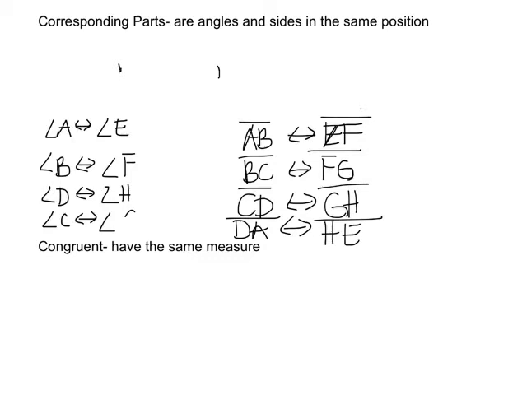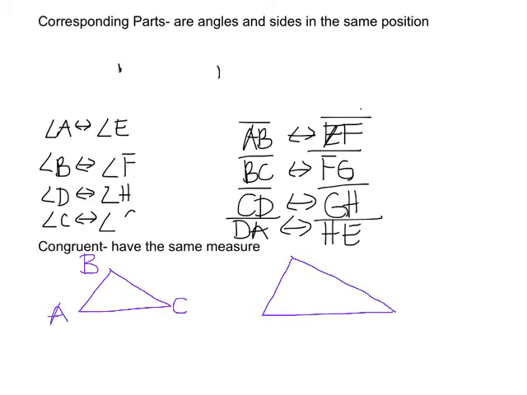So when I have two figures, and I'm going to just draw two triangles. So we'll call this triangle ABC, and we'll call this triangle XYZ. So when I have congruent angles, angle A and angle X are both congruent. And to write congruent, I'm going to say that angle A is congruent with angle X. So it's an equal sign with a little squiggly on top.